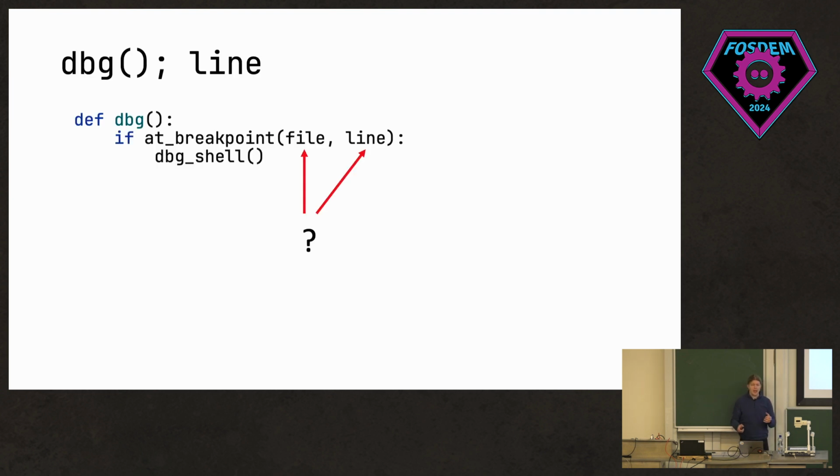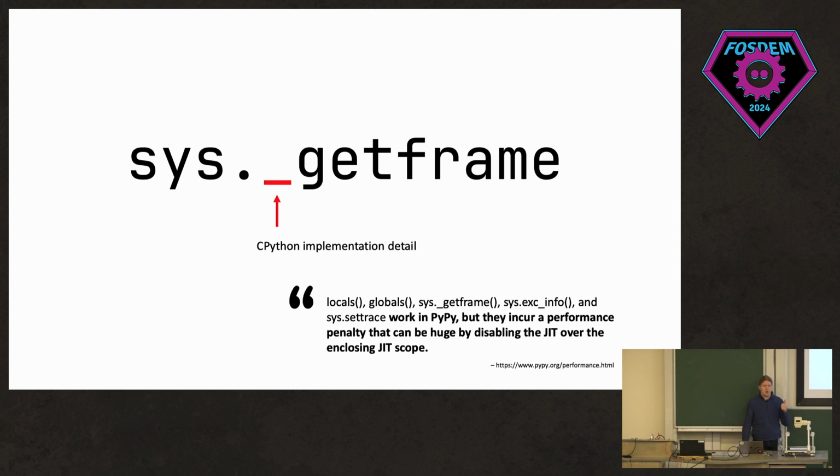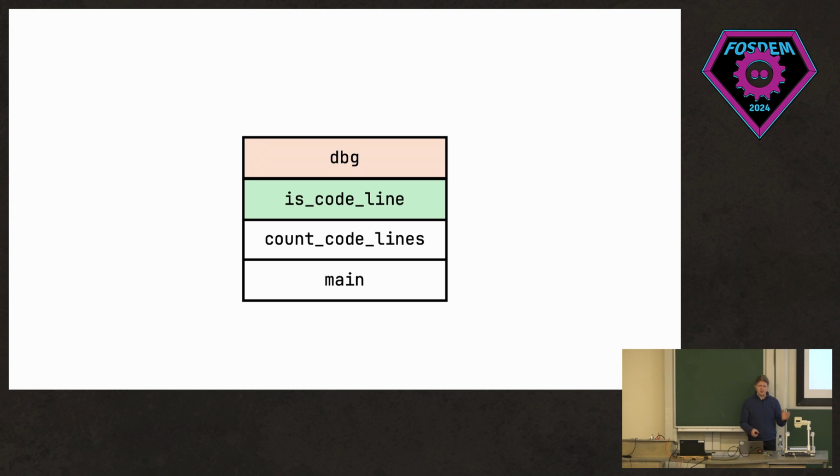But the question is, how do we get this file and line? And the easy answer is we have this _getframe method. It has an underscore, and the important thing is that it has an underscore because it's kind of a CPython implementation detail, which is great, because it's pretty slow in PyPy. But we have to live with it, because that's the only way we can walk the stack. We've seen before that we can do some eBPF stuff, which is nice, but most debuggers don't do it. So here we have our stack, on the bottom is main, then count lines, then our debug method.